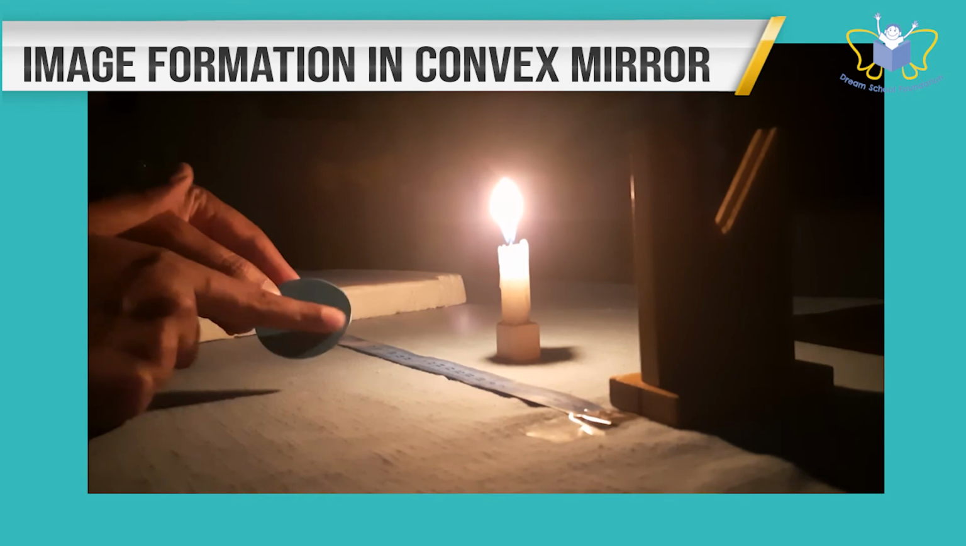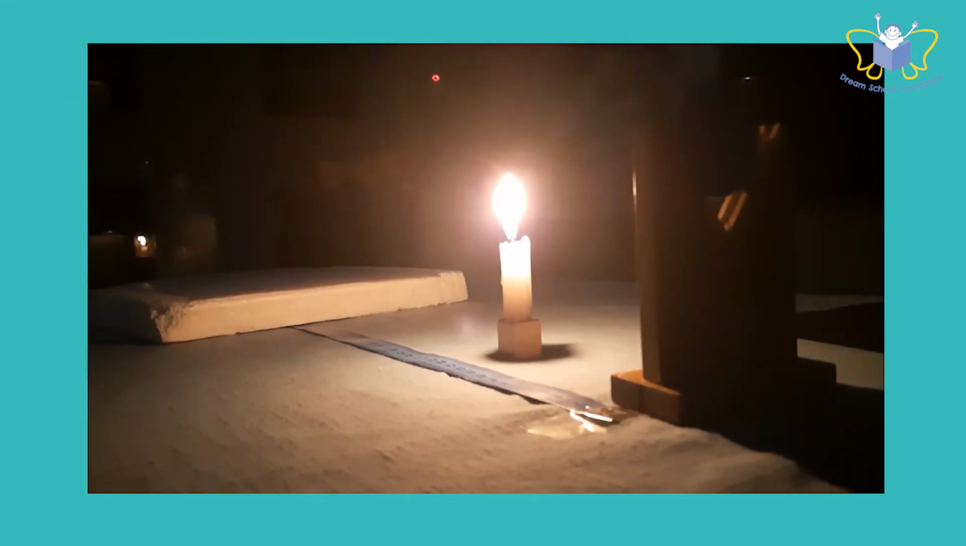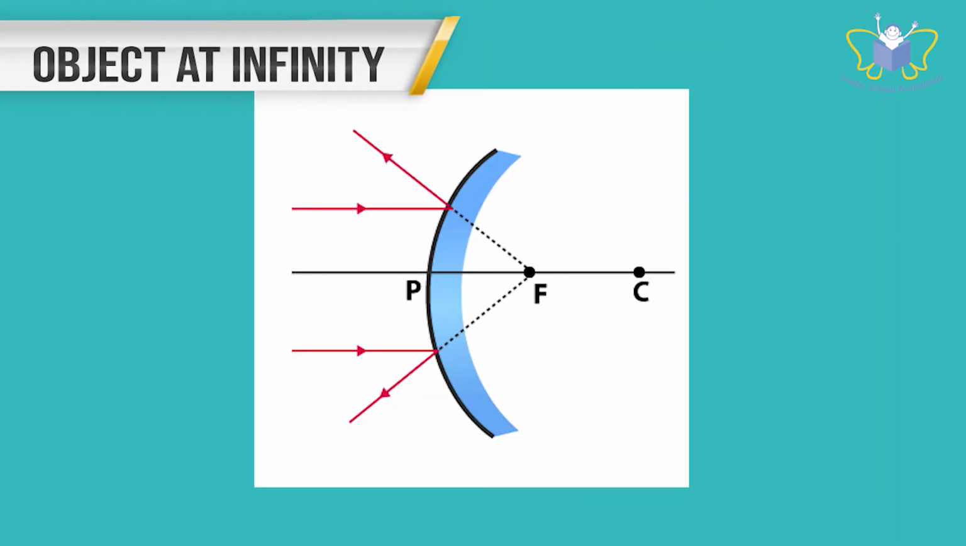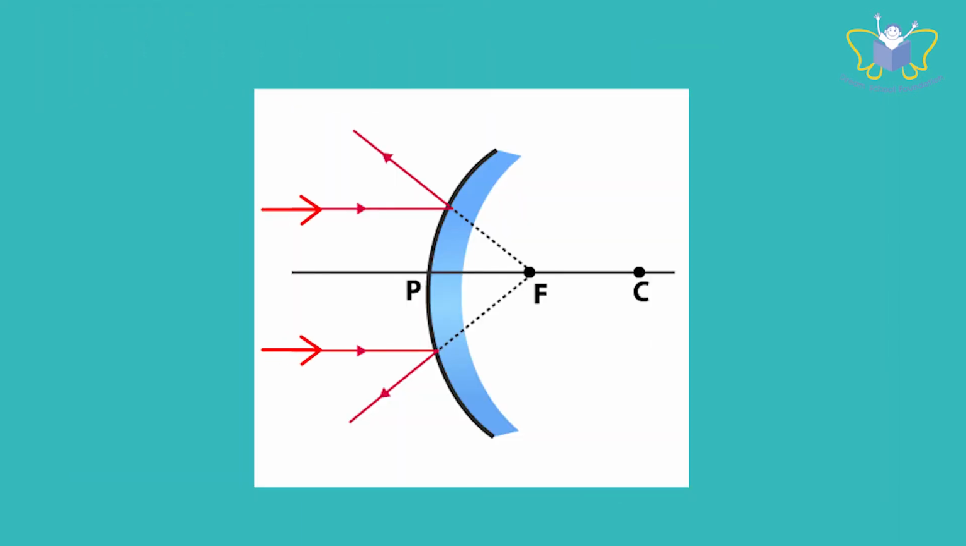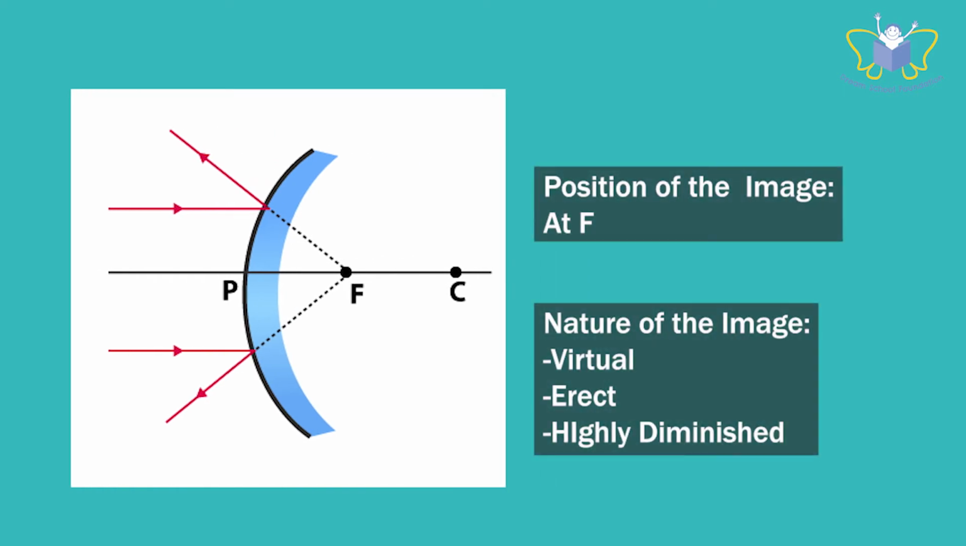When it comes to convex mirror, the image formation is something like this. If the object is placed at infinity, as you know, all the light rays coming from the object will be parallel to the principal axis. Hence, after reflection, they'll diverge. So they appear to meet at the focus. As you already know, when two rays appear to meet at a point, they form a virtual image. As you can see, the image is formed at the focus. It is highly diminished, virtual and erect.